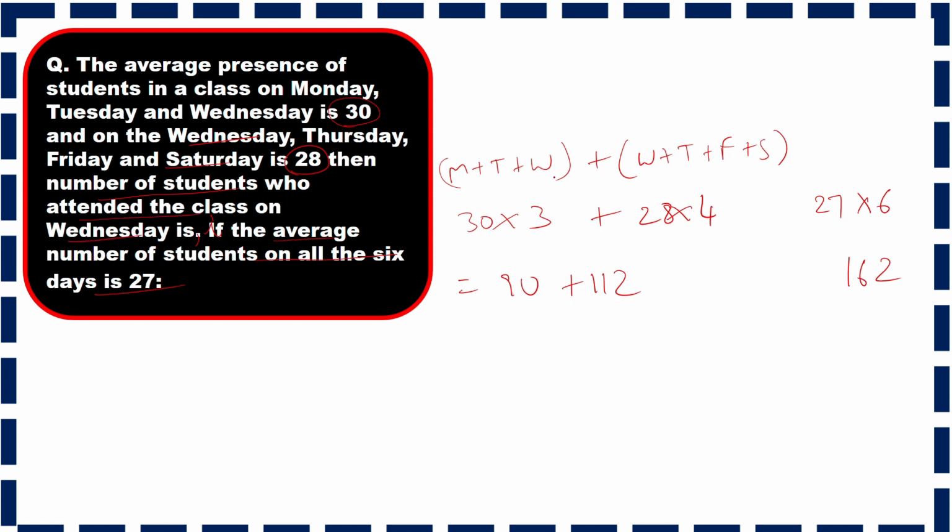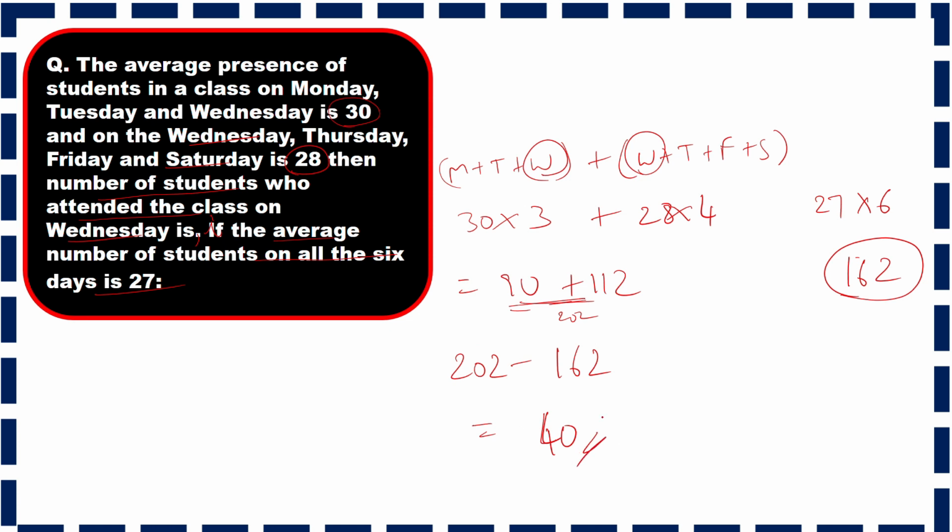So in both the cases, Wednesday is common, right? So subtract 162. The total is 202, and this is 162. So if we subtract, we get 40. This is the number of students who attended on Wednesday. So the same method that we followed in the previous problem, right?